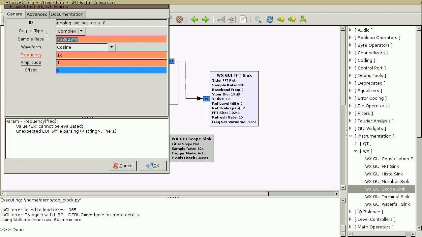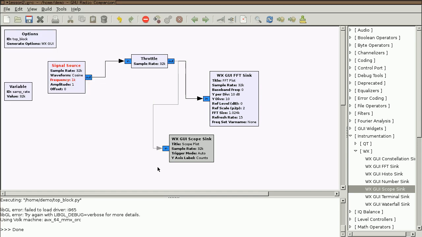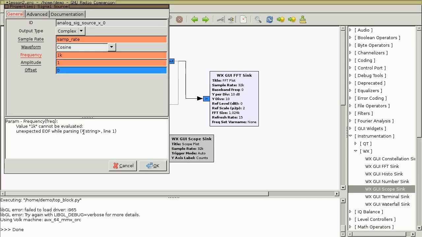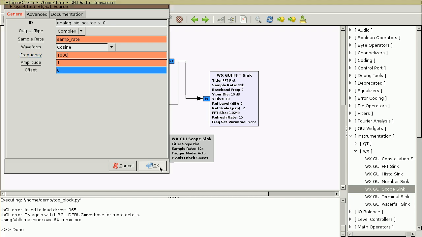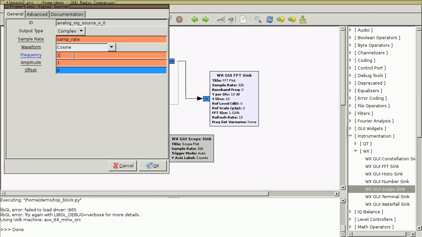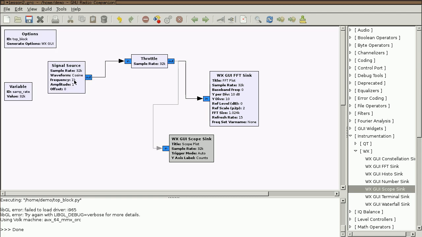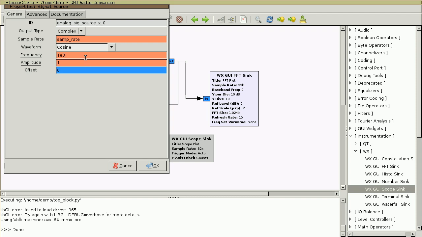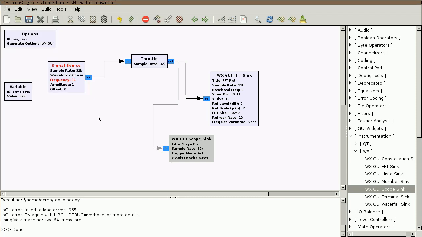By the way, notice I tried to type 1K here. I'm going to show you what happens. I'll set my sample rate to samp_rate. If I type 1K, it doesn't like that. It gets angry at me. Notice it uses a K as an abbreviation when it tells you what something is configured to, but when you actually type it in, you can type 1000 and it'll say 1K here, or you can type 1E3 and it'll say 1K here, but if you type 1K, it gets angry.